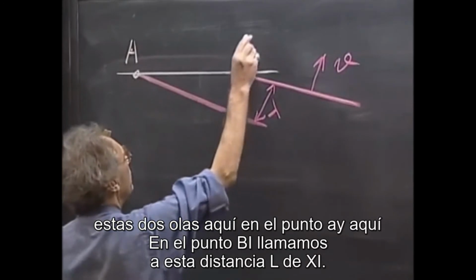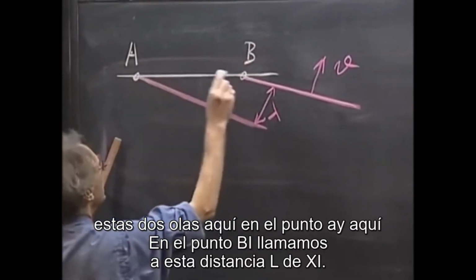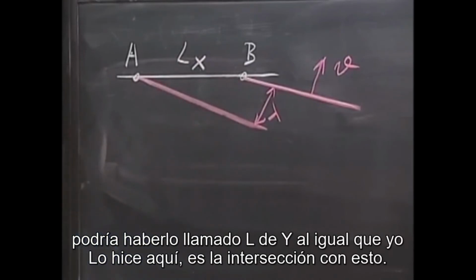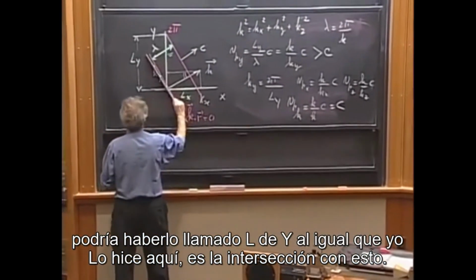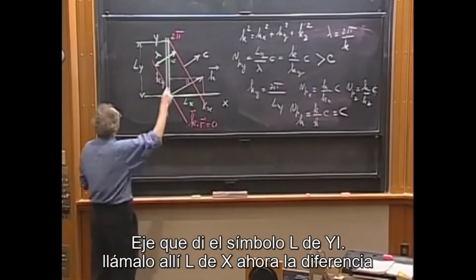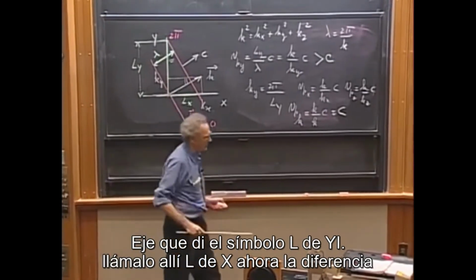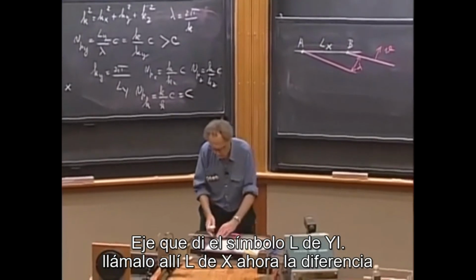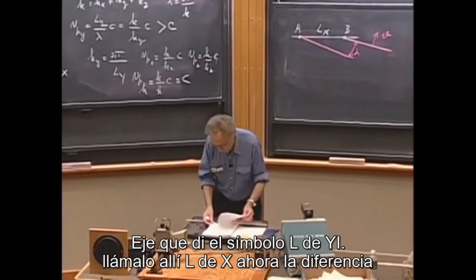But the intersection of these two waves, here at point A and here at point B, I call this distance L of x. I could have called it L of y, just as I did here. It's the intersection with this axis that I gave the symbol L of y. I call it there L of x.